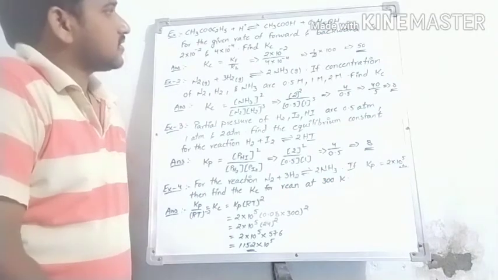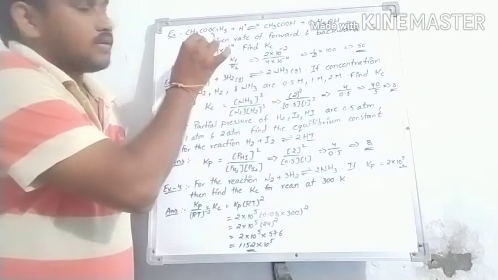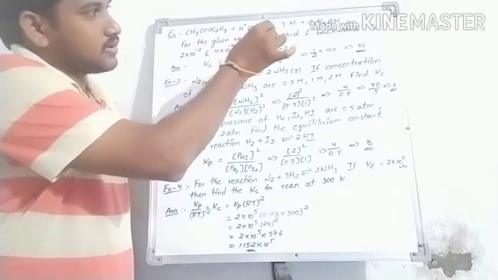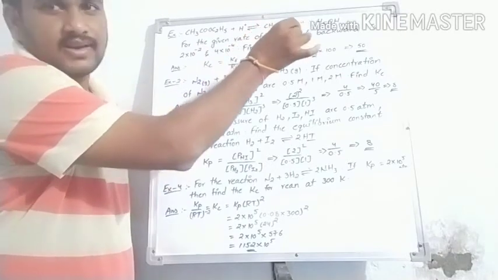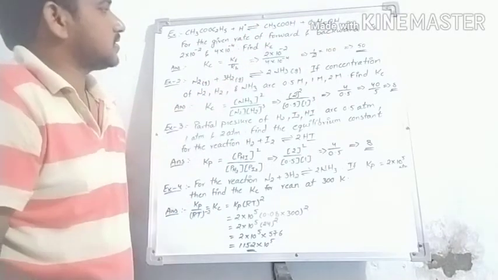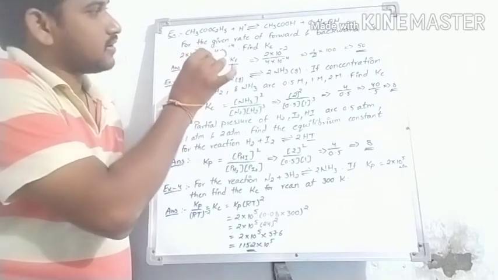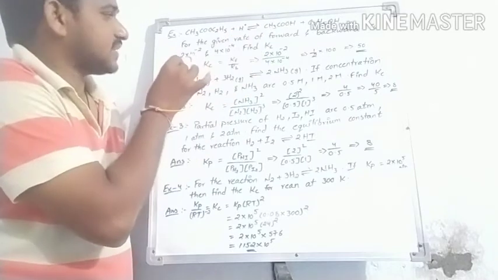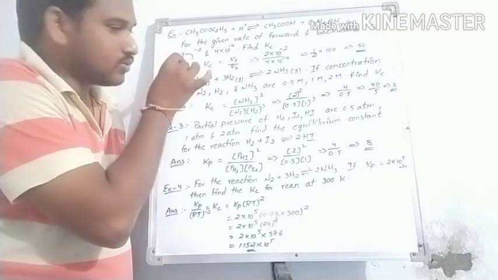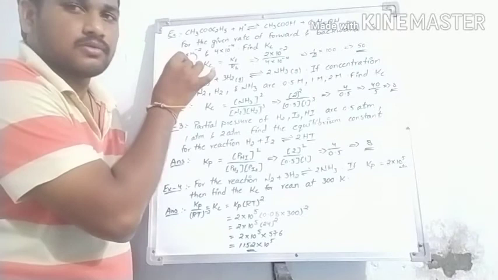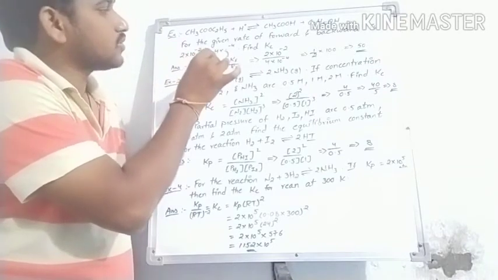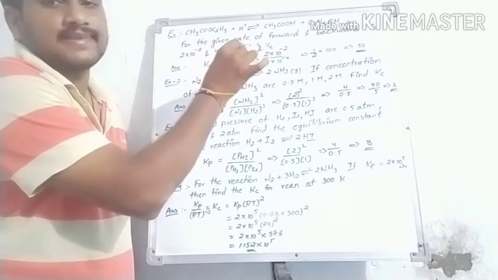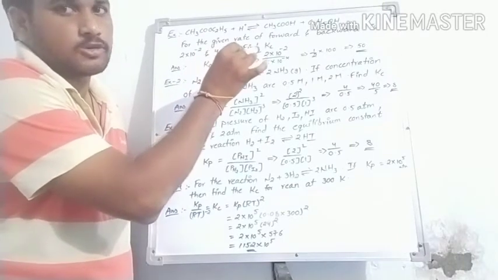Okay, next one is the hydrolysis of ester. It gives acetic acid and alcohols. For the given data, the rate of forward and backward reaction is 2 into 10 power minus 2 and 4 into 10 power minus 4. Then find the Kc, means equilibrium constant.